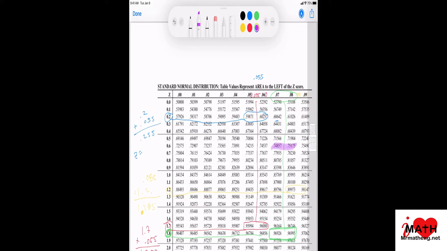What I'm trying to go is from percent to a z-score. Percent, which is inside the table, to the outside, to the z-score. So let's just call that point, and then between these two, 0.06 plus 0.075, because 0.075 is between these two. This will give me 0.6, so this will give me 0.675. Okay, 0.675.